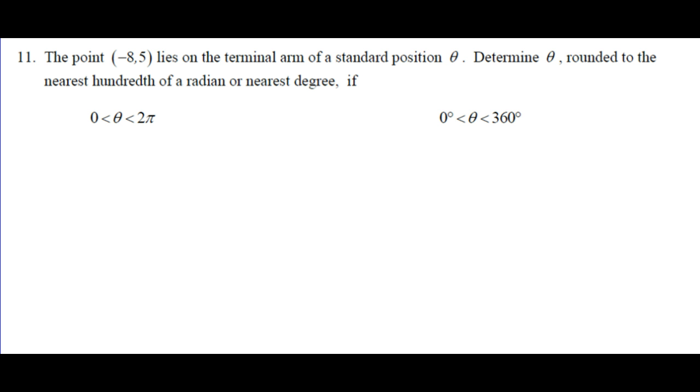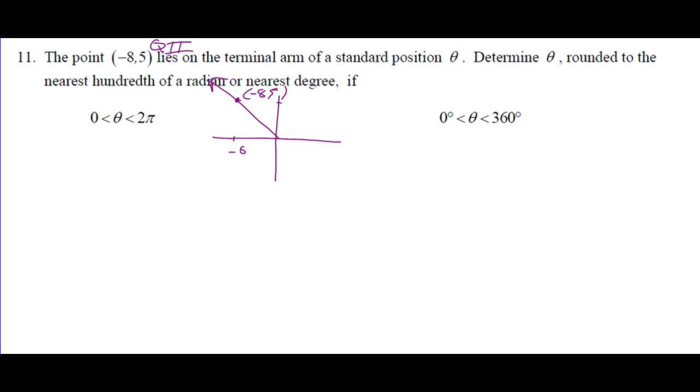The point (-8, 5) lies on the terminal arm of a standard position angle, theta. Determine theta rounded to the nearest hundredth of a radian or the nearest degree if theta is between 0 and 2 pi. Okay, so the deal is (-8, 5) lies where? Which quadrant is it in? So, -8. Okay, so this is a quadrant 2 angle.